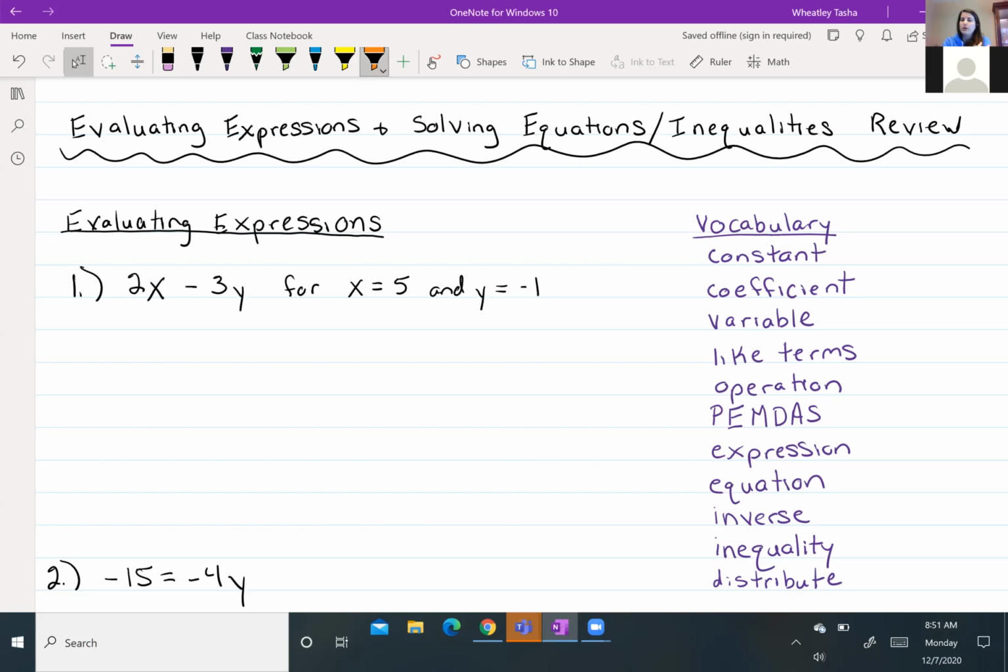This is way back from the beginning of the semester. The actual expression is this piece right here, 2x minus 3y. The difference between an expression and an equation is that an expression does not have an equal sign. Now, if we look, it says x equals 5. That's not part of the expression. That's just giving you additional information, and y equals -1. So the expression we're solving has no equal sign. Equations have equal signs.